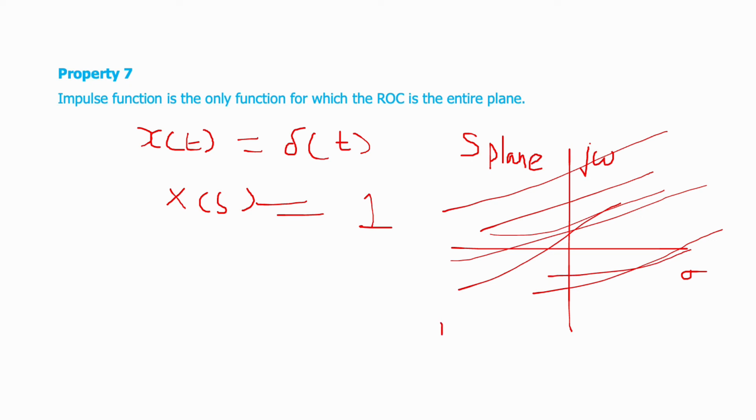So the region of convergence is the entire S-plane. Clear? These are the properties of the region of convergence. This is used to determine the stability of a system.